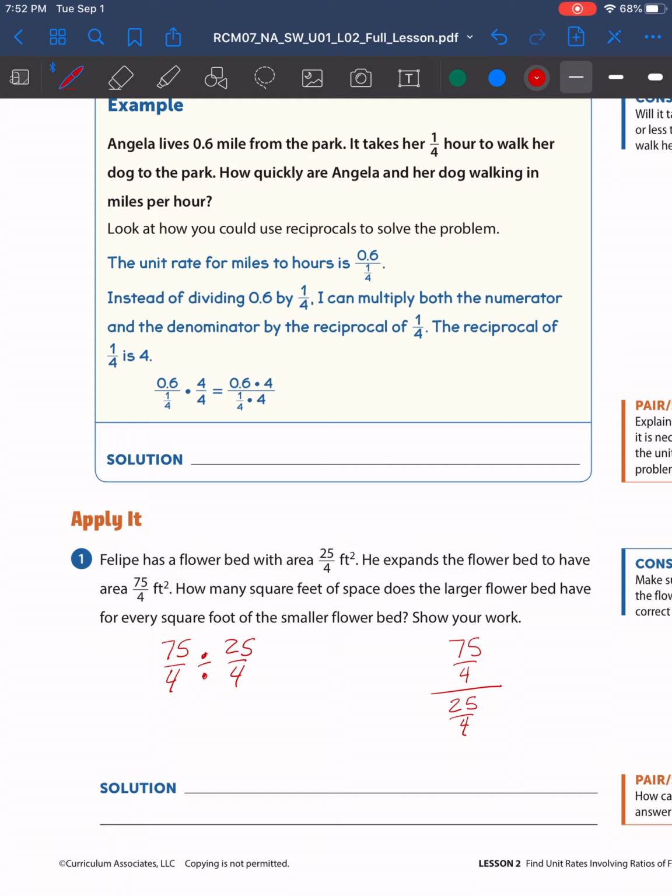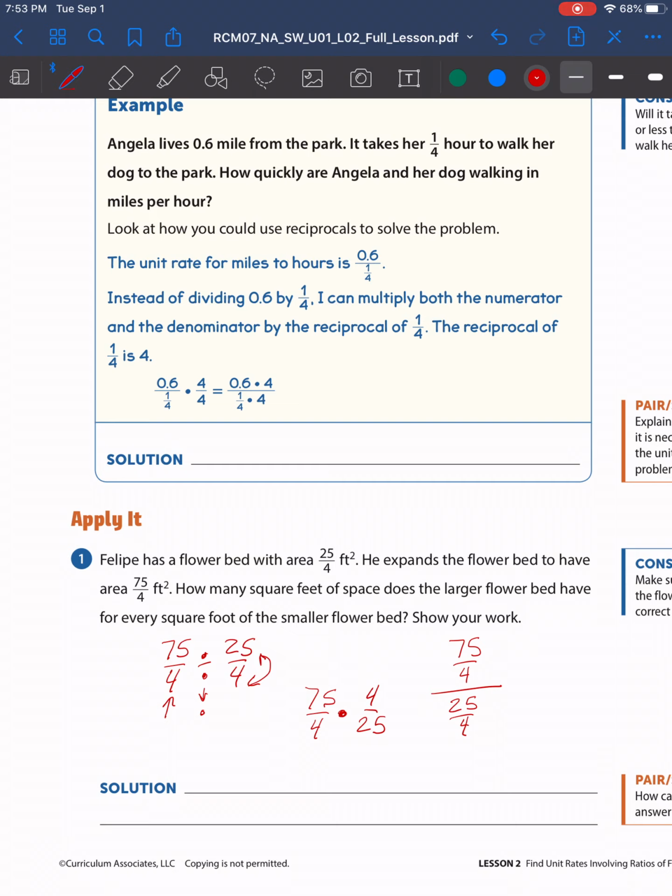There's our fun rule: skip, flip, and multiply. So we're going to skip the first one, we're going to flip the next one, and then we're going to change the division sign into a multiplication sign. Okay, so let's do it. Ready? We're going to skip it, so 75 fourths. We're going to flip it, so 4 25ths, and then we're going to multiply. Okay? All right.